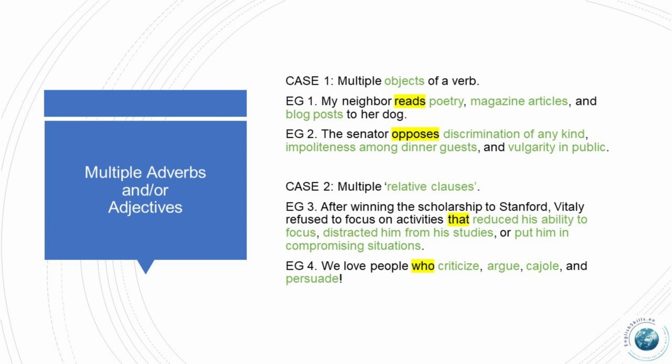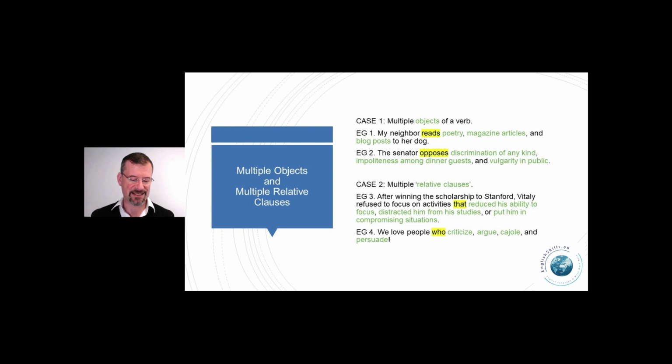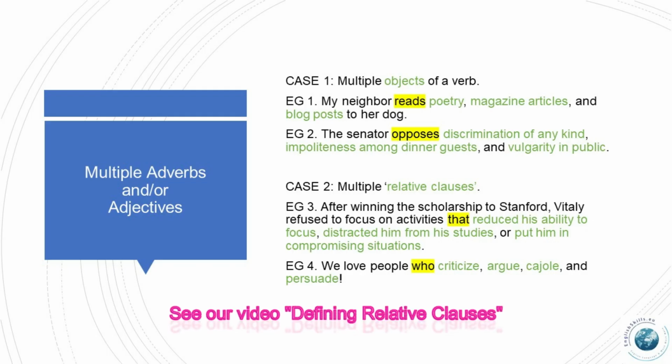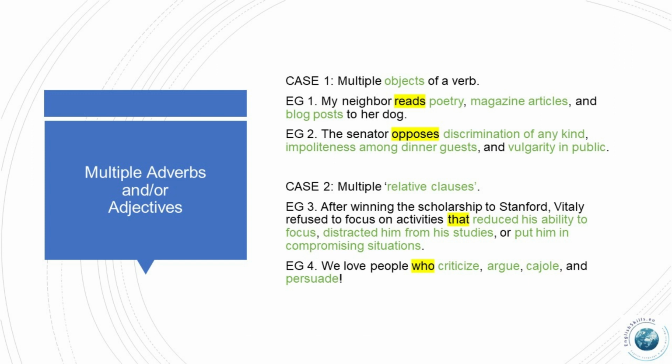Case 2, multiple relative clauses. Here we're going to use a that and a which clause. I'll explain it in detail. Example 3, after winning the scholarship to Stanford, Vitali refused to focus on activities. Now, if we just finish the sentence there, it doesn't make sense. We need to know which activities. Therefore, it's what we call a defining relative clause. So, activities that, firstly, reduced his ability to focus, distracted him from his studies, or put him in compromising situations.